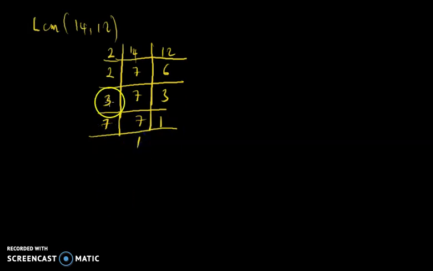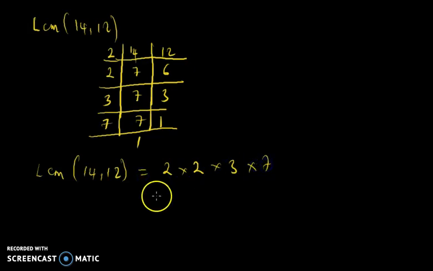That gives 1. So instead of doing the two parts separately, we can do it in one go. The LCM of 14 and 12 is 2 times 2 times 3 times 7. 2 times 2 is 4, times 3 is 12, and 12 times 7 is 84. Done.